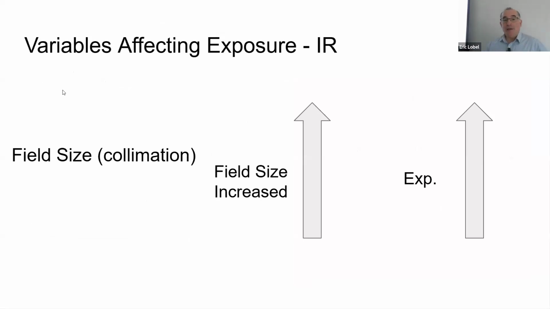How about collimation? So if field size is increased, that means you're opening the collimation. Pretty simple, exposure is going to go up because you're exposing more skin, literally, right? Well, what else is collimation good for besides lowering the radiation by not exposing as much of the person? The other one.